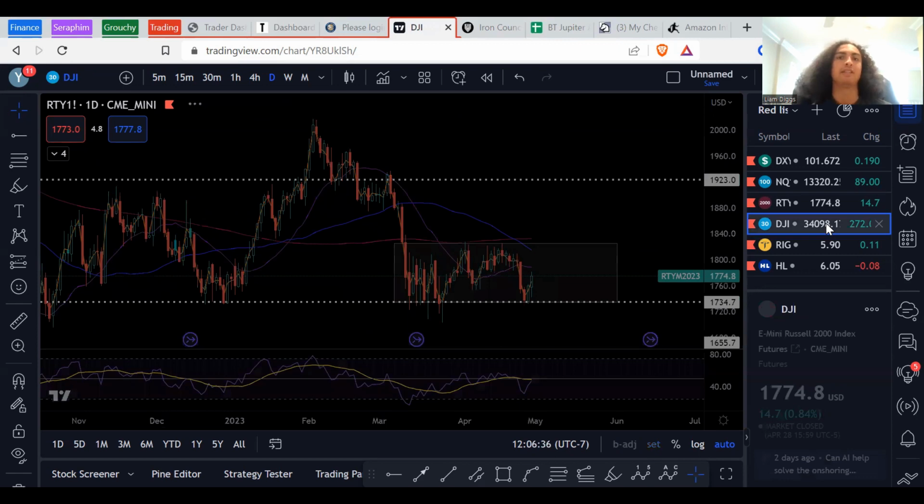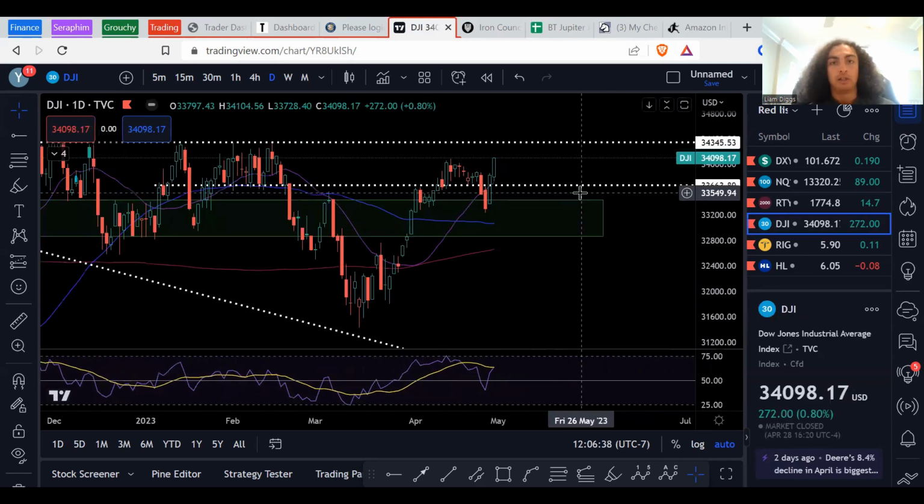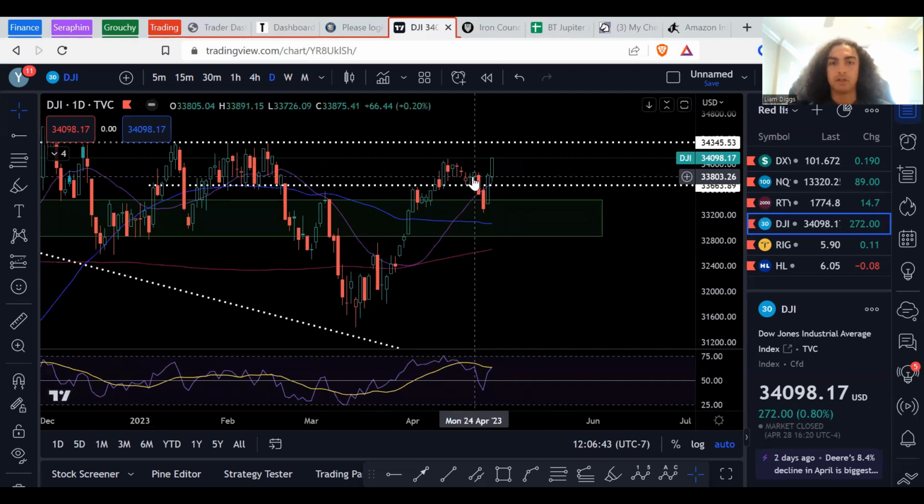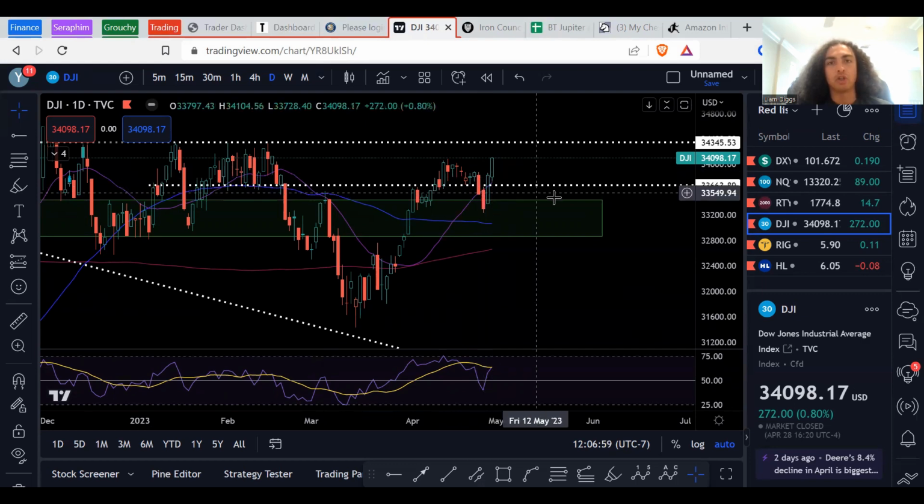Let's jump over to the Dow Jones. Dow Jones, taking a look here, kind of interesting. Let's see, Monday. Yep, kind of a small green day, only 0.20% on Monday. Two fairly large red days and then two fairly large green days.